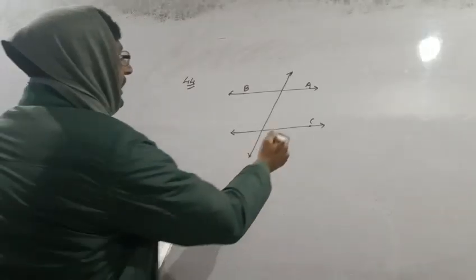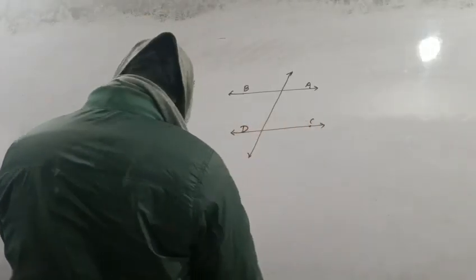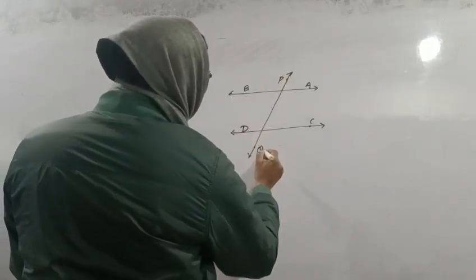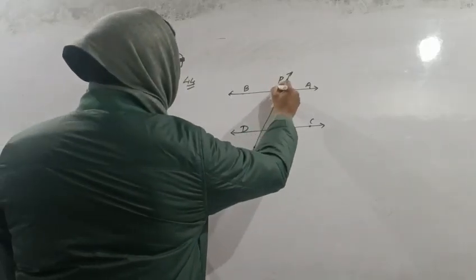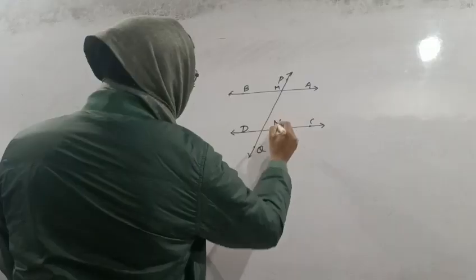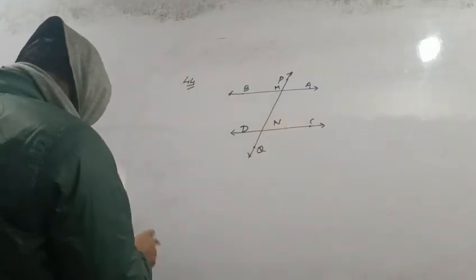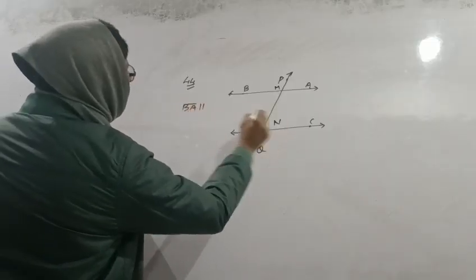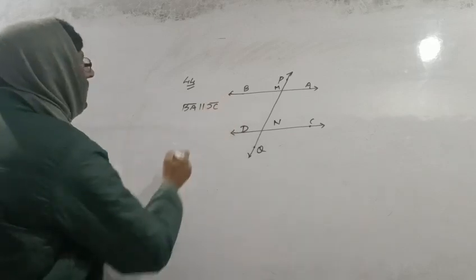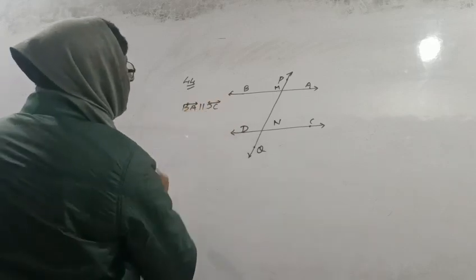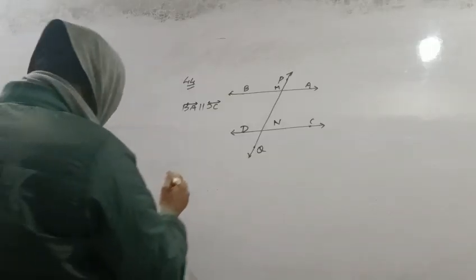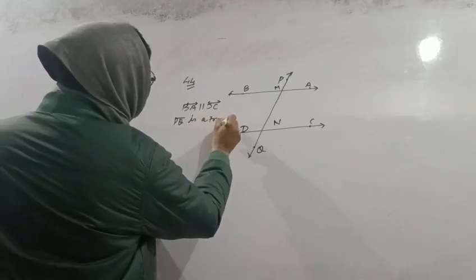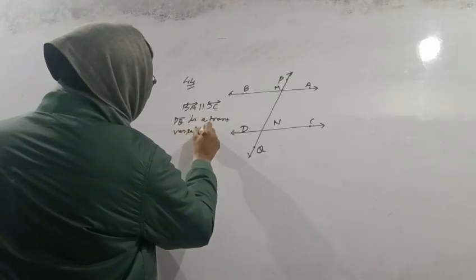So area is CD, line CD. PQ is a transversal and this angle is M, this is N. Okay, now here BA is parallel to DC, sorry, it's a line. And PQ is a transversal line.